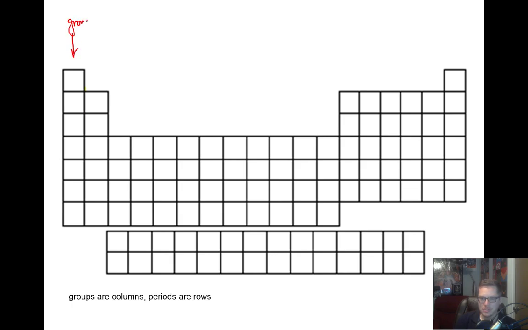Groups are the columns, and the rows are the periods. So you remember, if you're looking at a group of people and you're in a group, and that's period. You're in a group, period, right? So you can divide them by group and period. Groups are the columns, periods are the rows. The groups tell us what similar physical and chemical properties they have.